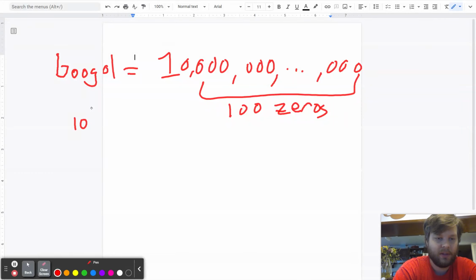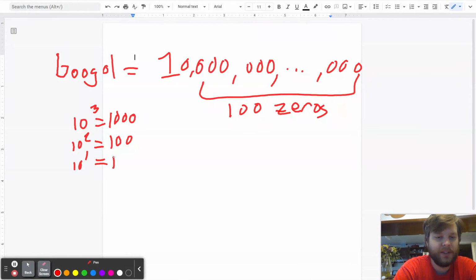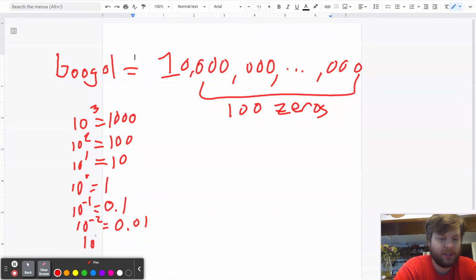If we have 10 to the third power, 10 to the second power, 10 to the first power, 10 to the second power is 10 times 10, so that's 100. 10 to the third power is 10 times 10 times 10. It's 1,000. 10 to the first power is just 10. 10 to the 0 power is just 1. And our negative powers are just decimals, 1/10, 1/100th. That's just how our system works.